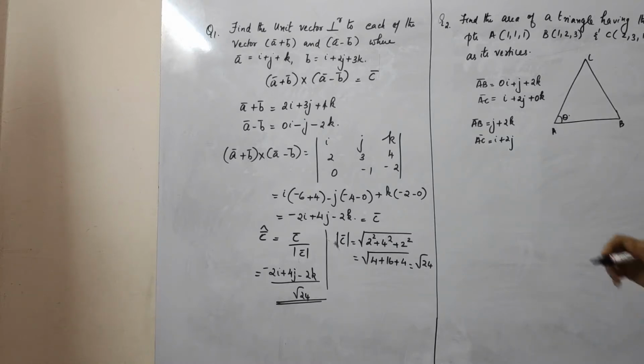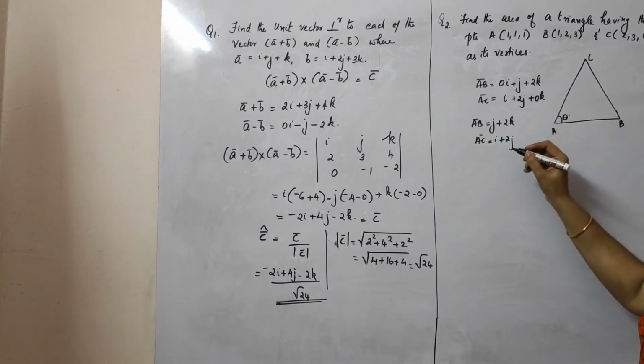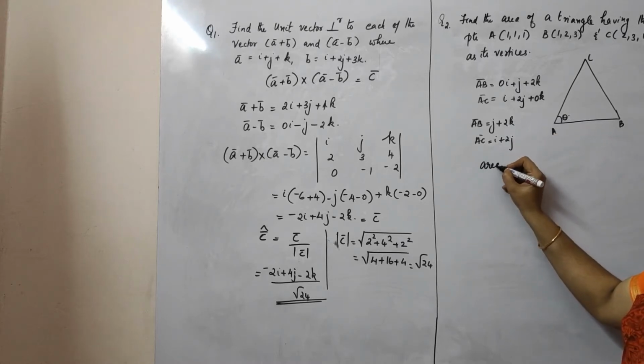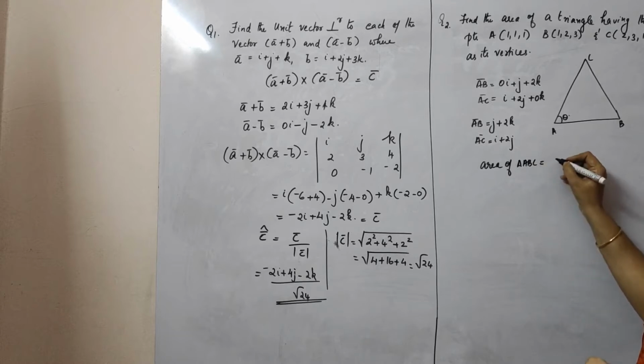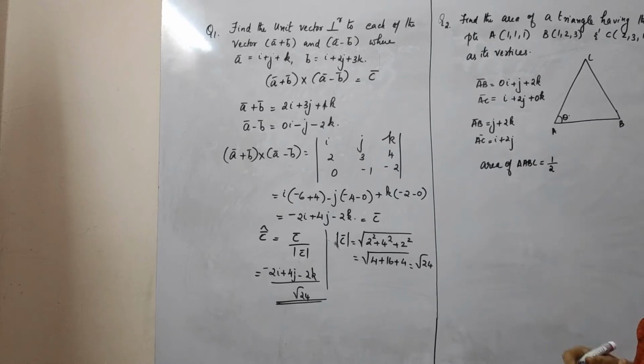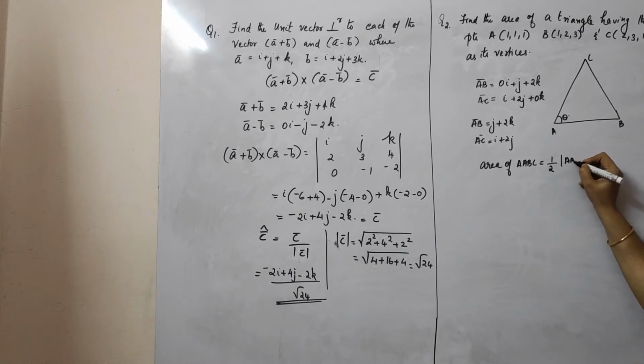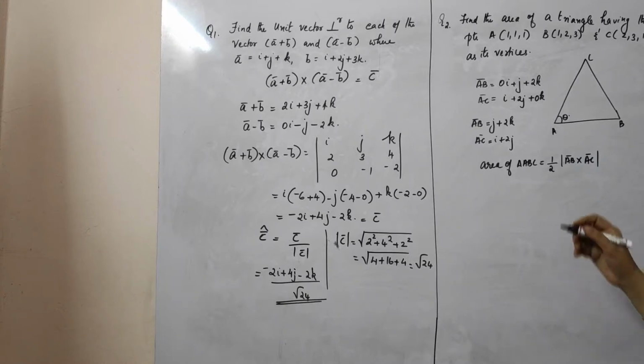Now let me find the area. The area of triangle ABC is equal to half of the magnitude of vector AB cross vector AC. Okay, vector AB cross vector AC. So what do you have?